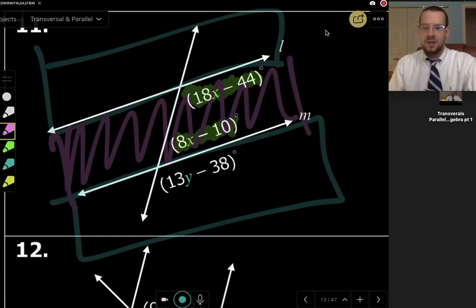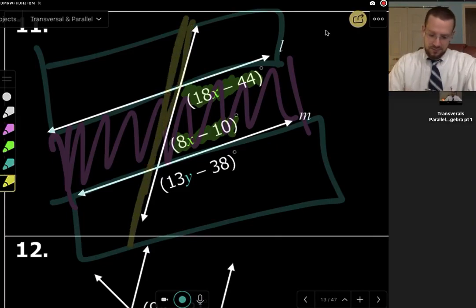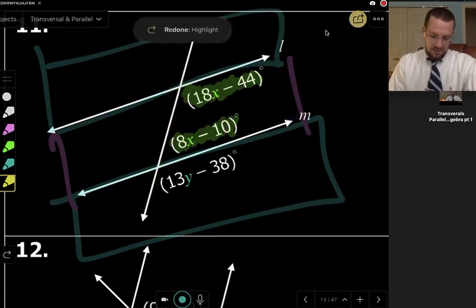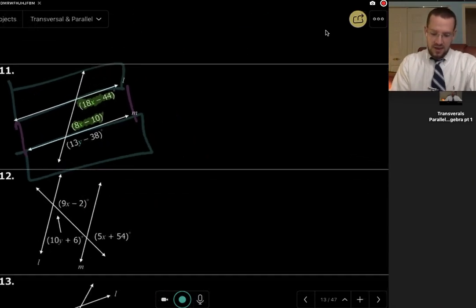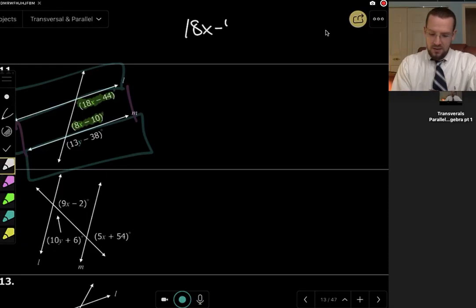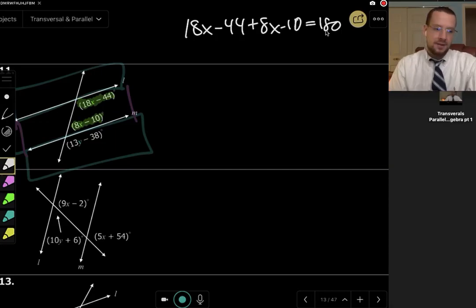So here I have my sandwich, and I'm thinking, are these two things on the outside? No. Are they on the inside? Yes. Are they alternating interior or consecutive interior? Are they on the same side of the transversal, or are they on the opposite sides of the transversal? Well, clearly we can see they're on the same side. And so these are consecutive interior, and we know that consecutive interior angles have an angle sum of 180. So I'm going to go up here and say, okay, that means that these two are supplementary. And now I can just go ahead and solve.